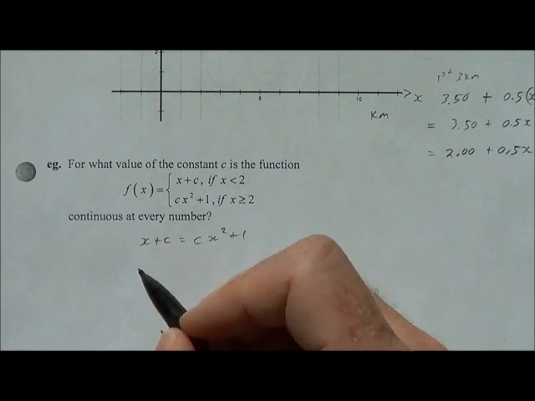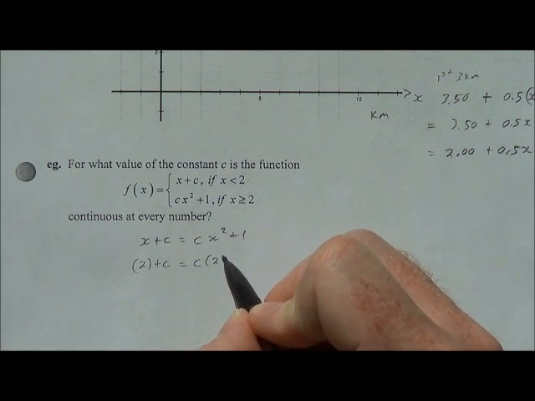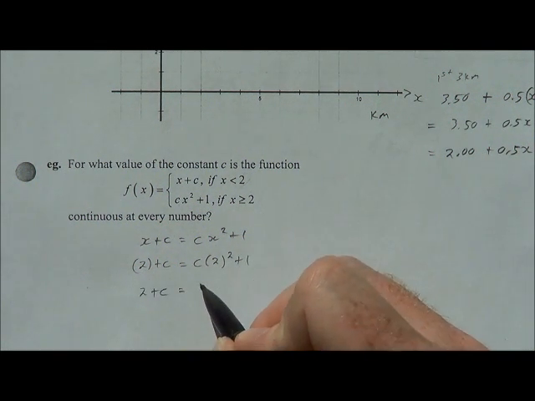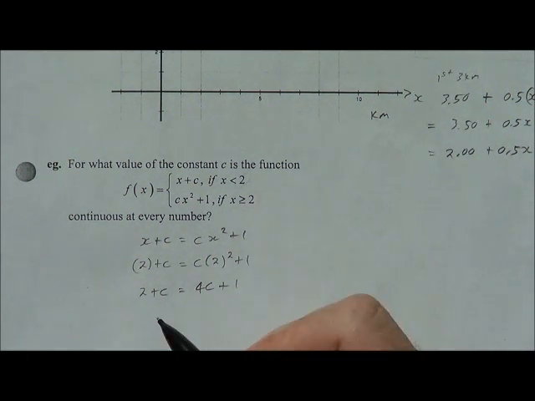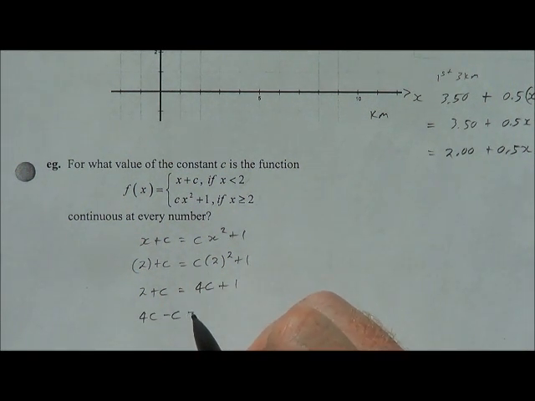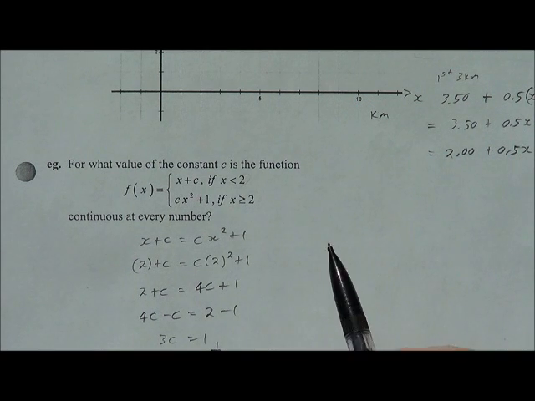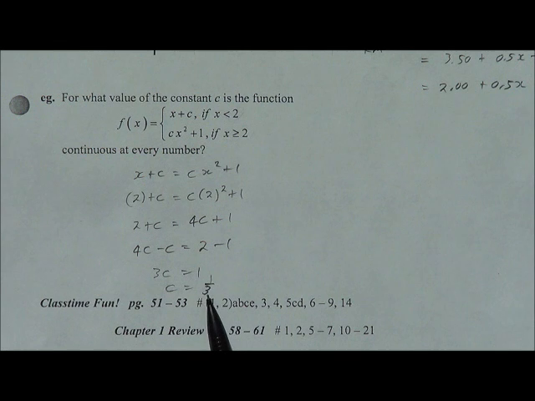And then, because x is 2, we just substitute 2 in, and then just continue working that out. Okay, so for this function to be continuous, c has to equal 1/3.